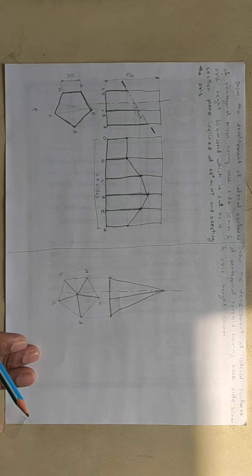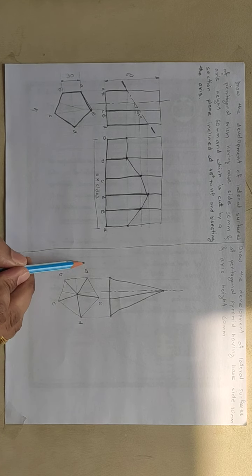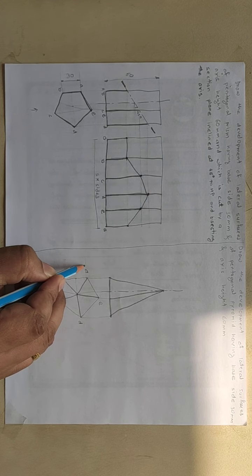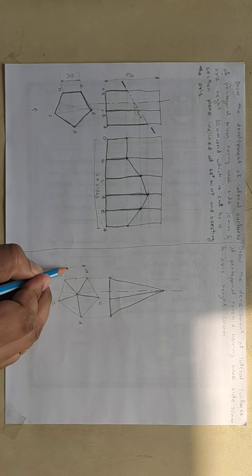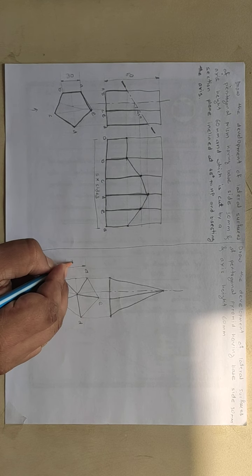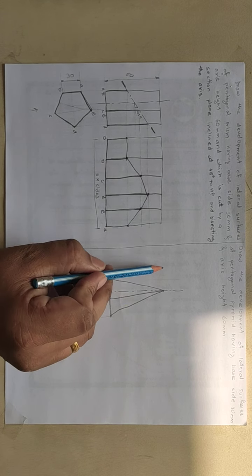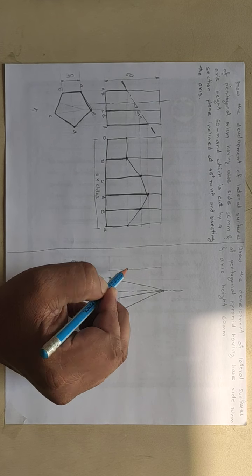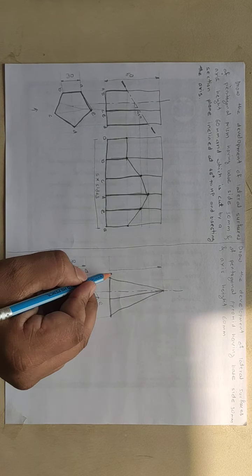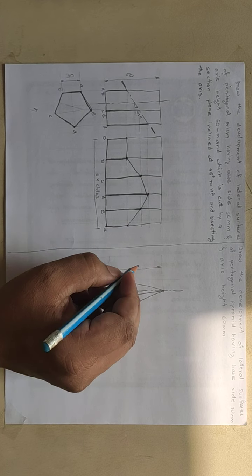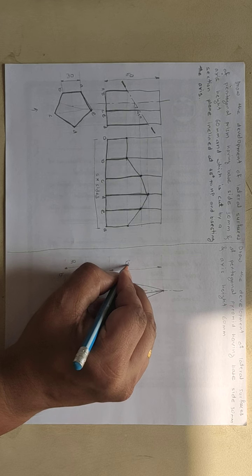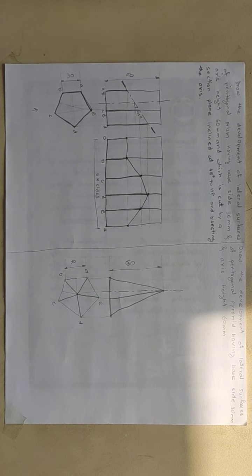Now, similar to the development of a cone, we are going to do the development of a pentagonal pyramid. But before that we need to do the dimensioning part. This is the dimension, which is 30 mm, and the axis height is again, say 30 mm. No, it is 60 mm, isn't it? So this is 60 mm.